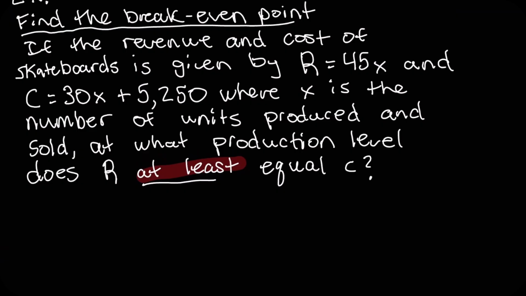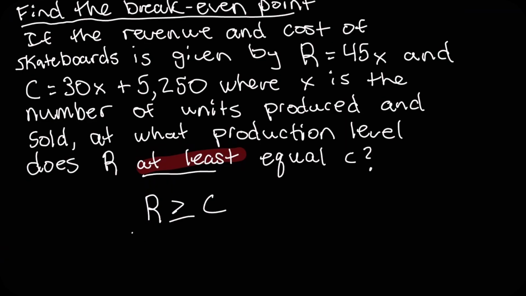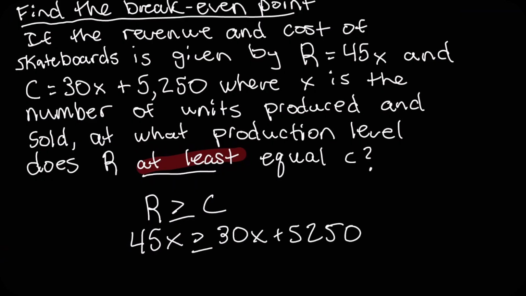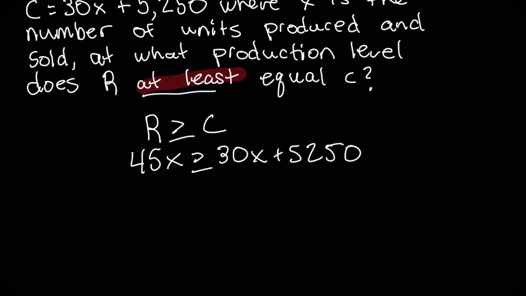First things first, it says that we want to figure out what the break-even point is, and we have R and we have C. So R is at least equal to, so that means it's greater than or equal to C. And then we can go ahead and plug in our given equations here. So R, it's said in our story here, is equal to 4x, and that's greater than or equal to 30x + 5,250. Similar to previous problems, let's go ahead and solve for x and see what we get.